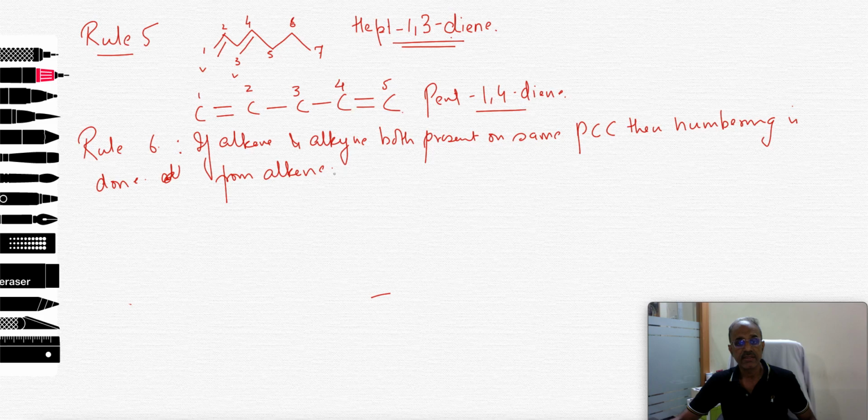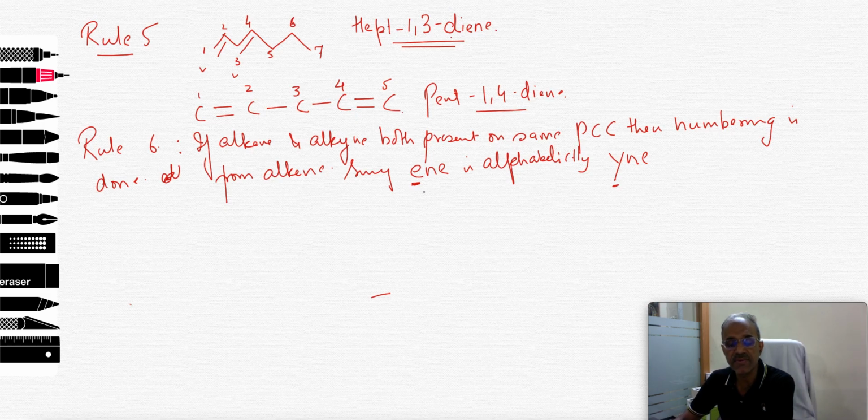Why alkene? Since ENE is alphabetically, ENE is E, and this is INE. This is why. So alphabetically E comes first and I comes next. Therefore, E is given the first preference. For example, suppose one double bond.